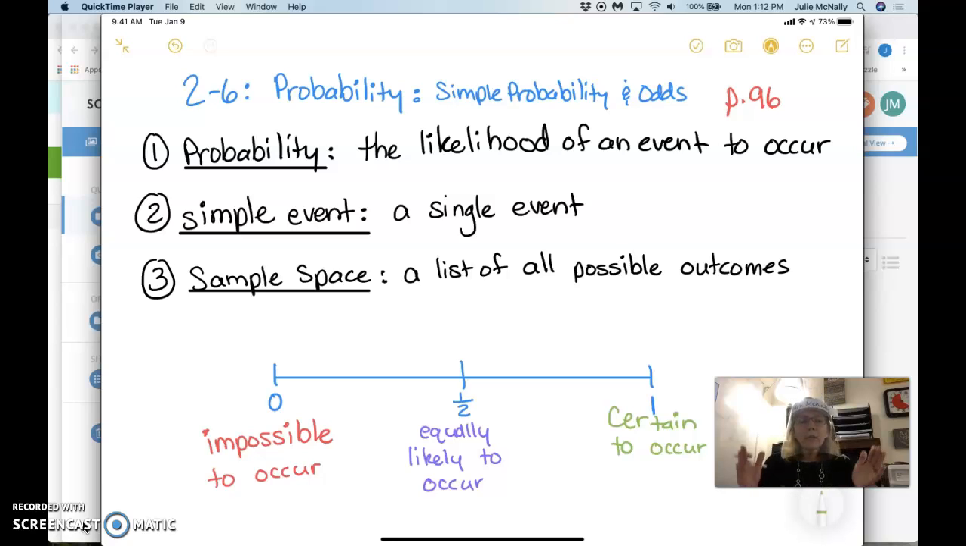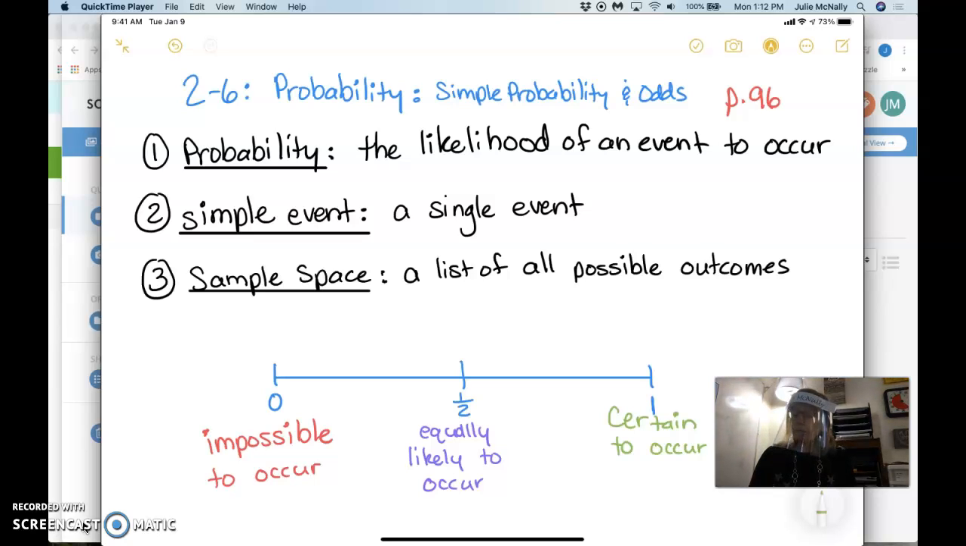And then this little chart at the bottom, this is our measurement for probability. The scale for probability goes from 0 to 1. 0 means it's impossible, it can never happen. 1 means it is certain, it definitely will happen. And in the middle of that is 1/2, and that means that it's equally likely, like flipping a coin. You're either going to get heads or tails, so there's an equal chance of getting heads and tails.